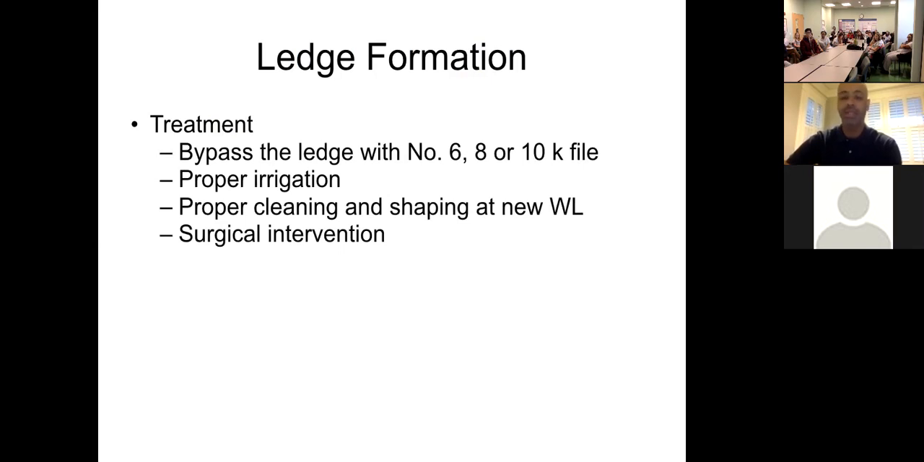And this also takes a lot of practice and a lot of patience. You're going to have to go in with smaller files to try to open it up, 6 files, 8 files, and then back to the 10. Irrigating it and continuously going to that new working length, trying to get back around that ledge that you formed until you can get back into the original canal. But unfortunately, sometimes the canal just gets blocked permanently and you can't get back around. So that's when we may have to go in and do a surgery to get the remaining tissue at the apex there.